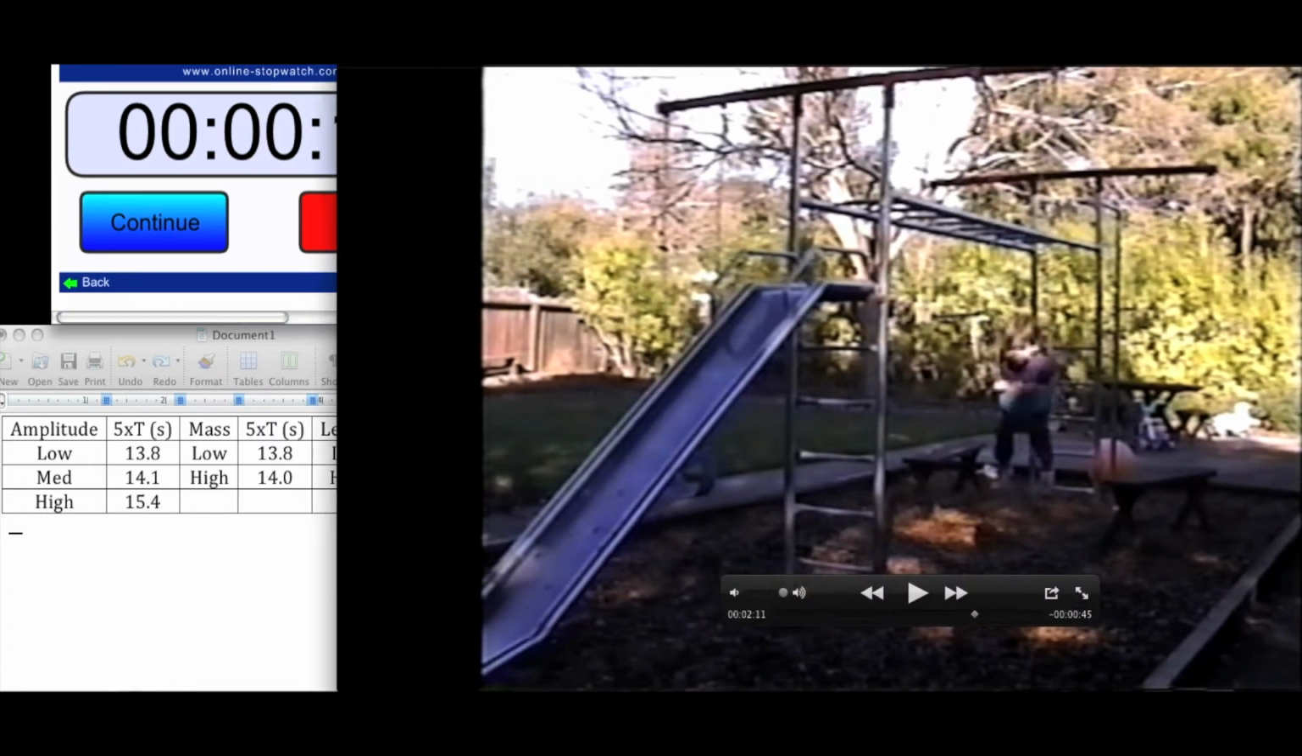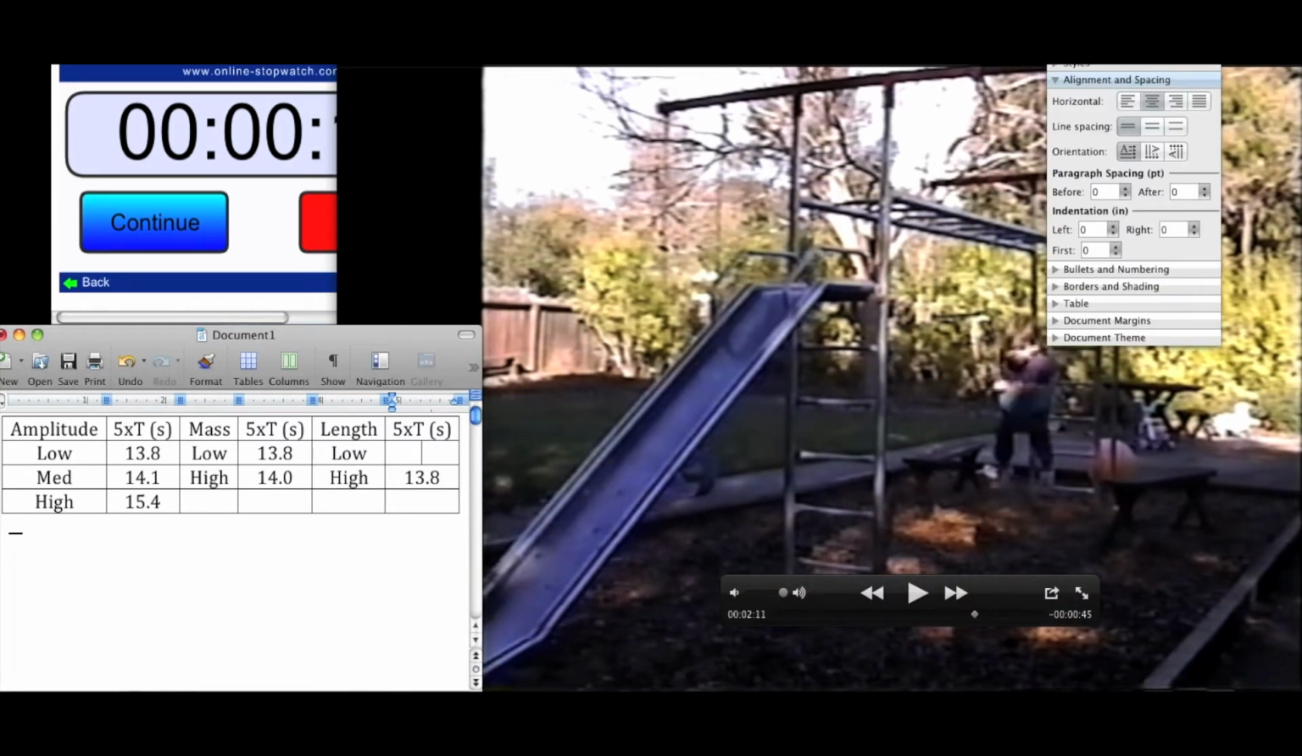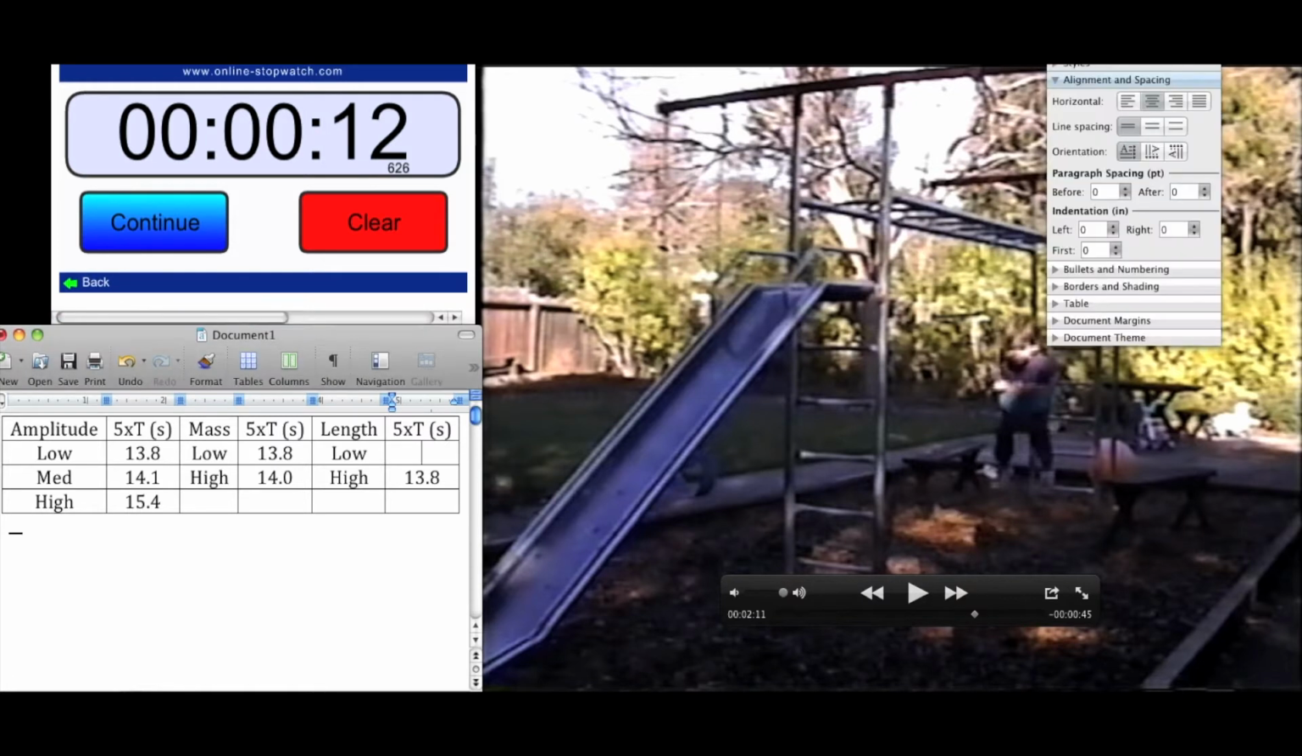And so we do get 12.6, which isn't a big change. I didn't wrap it. I should have wrapped it more maybe. But you should have seen this in the lab. As you increase the length of the pendulum, period definitely goes up.